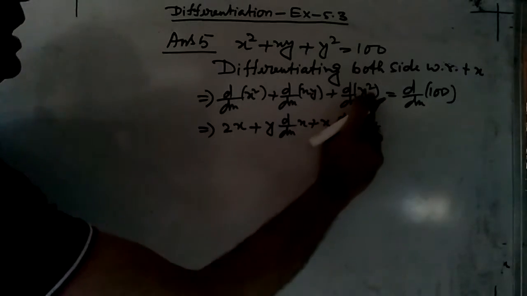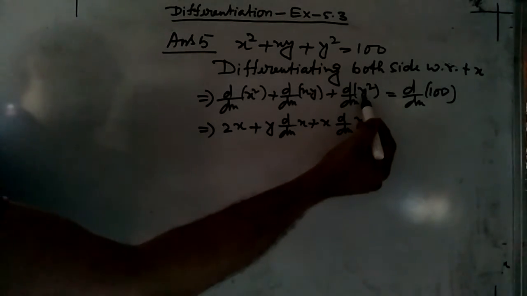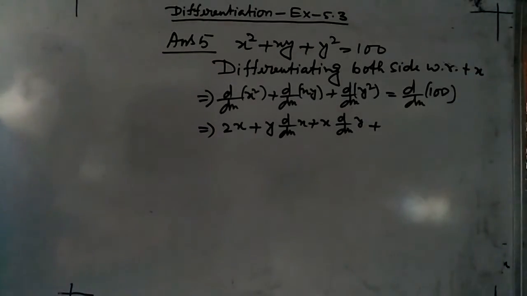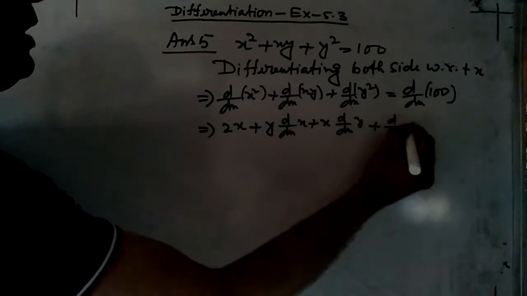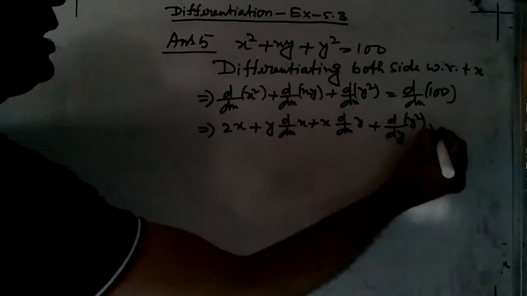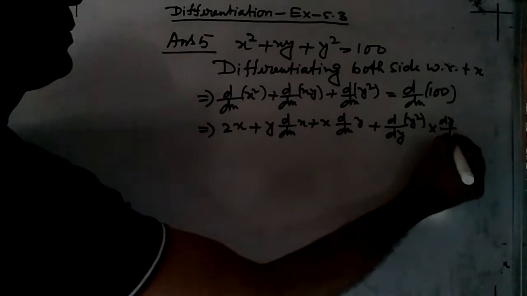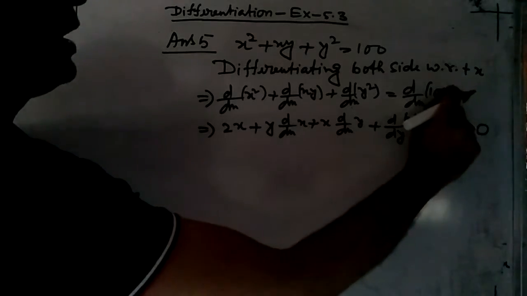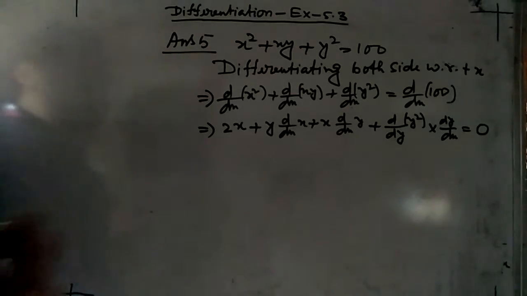plus here derivative of y square with respect to x, here we have to use chain rule. Why? Because the derivative of y square with respect to x we can't write directly. With respect to y we can write, but with respect to x it is not possible. That's why we'll make a chain: d by dy of y square, into dy, since you have divided, you have to multiply also, dy by dx. Derivative of 100 with respect to x will be 0. Any constant term alone will be 0.